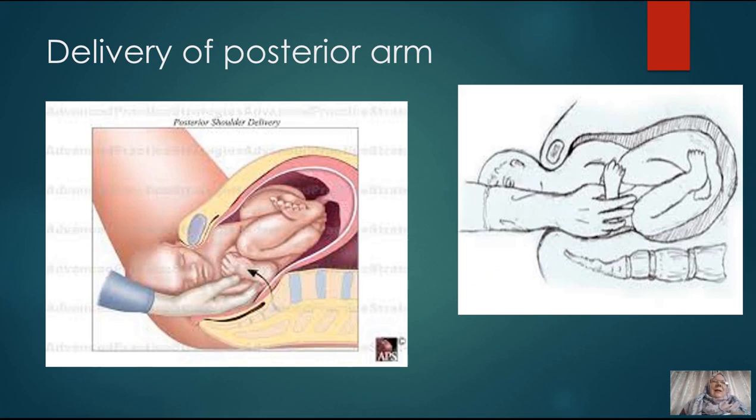Finally, if this does not work, we come to the R, the first R. The first R stands for removal of the posterior arm. And you can see that on the left picture here. Of course, you won't see where the posterior arm exactly is. So you have to insert your whole hand at the posterior shoulder and walk down until you reach the antecubital fossa. With the antecubital fossa, you have to flex the arm and then reach the lower arm to grab the hand, and deliver it and make room for the anterior shoulder in that way.